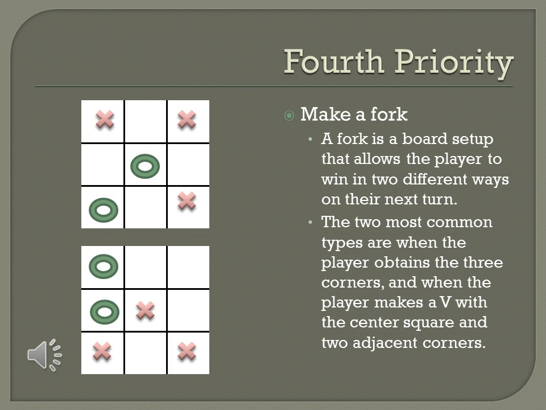Another type of fork is when the player makes a V, and when you make a V, you have a win diagonally and across, and we prevent this by playing our O in the middle.